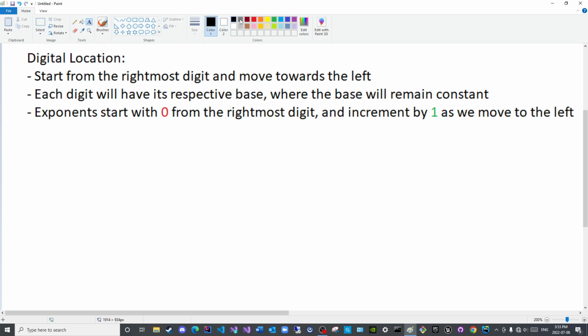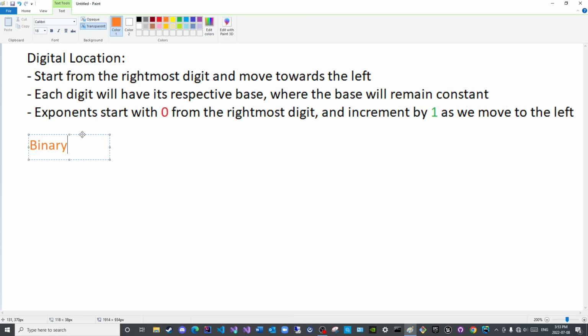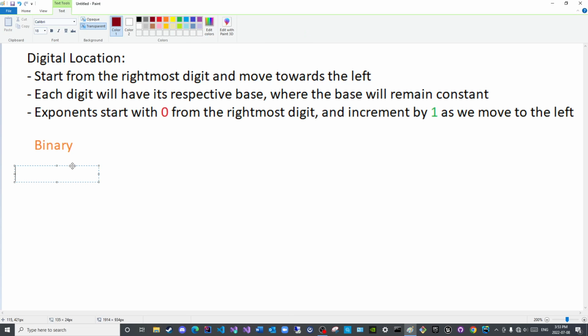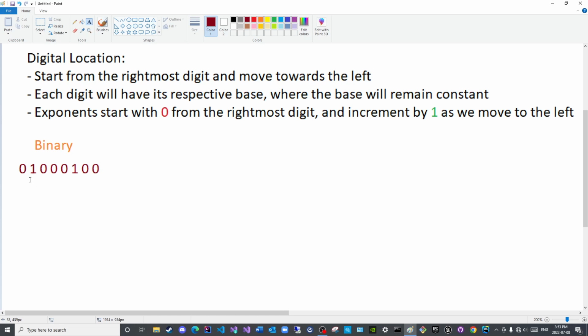So firstly, let us cover a binary number. And we will use 0100100. I just chose that number. I did not think of it. So if it does refer to anything, it was unintentional. So let us dissect this number. Firstly, we will start from the rightmost digit and then move to the left. Remember, we are counting from right to left.